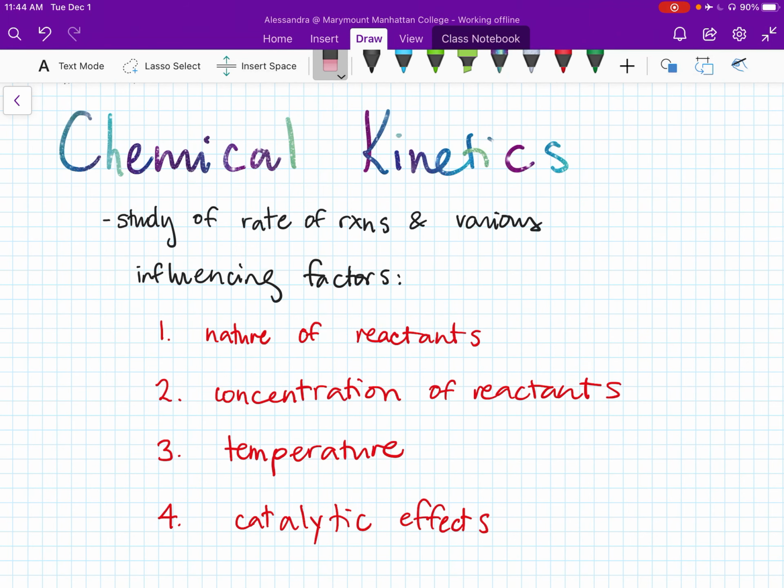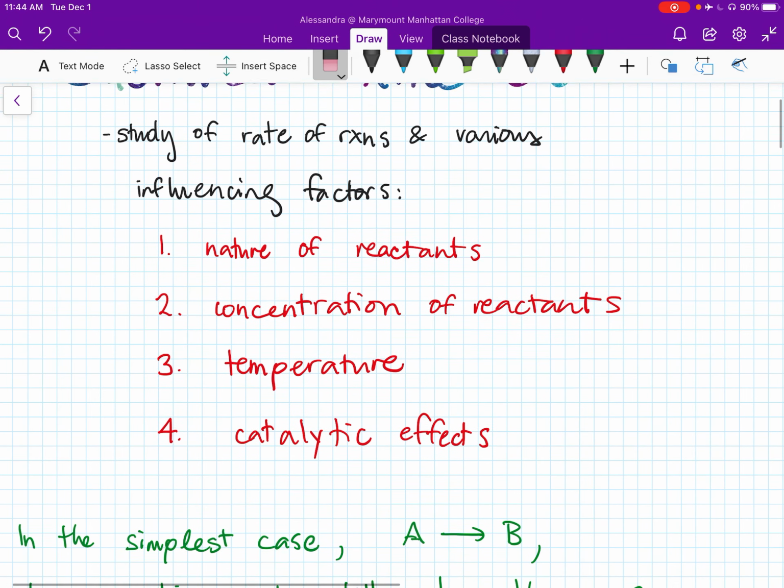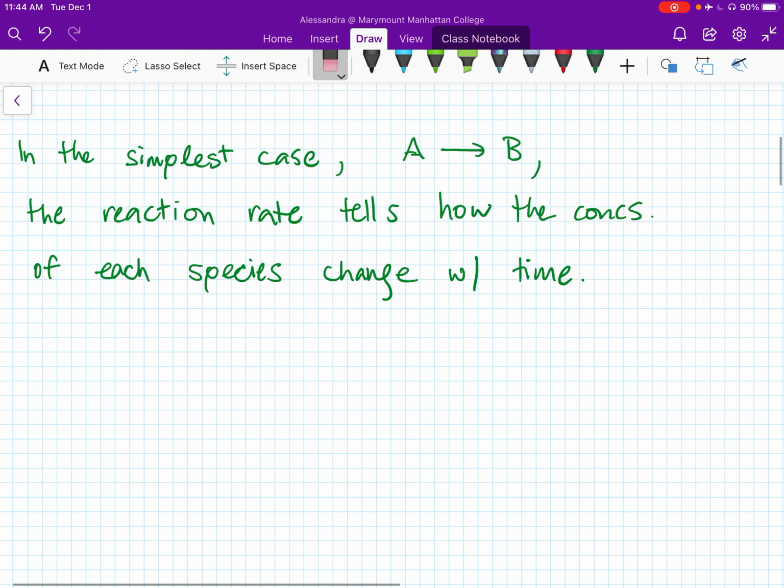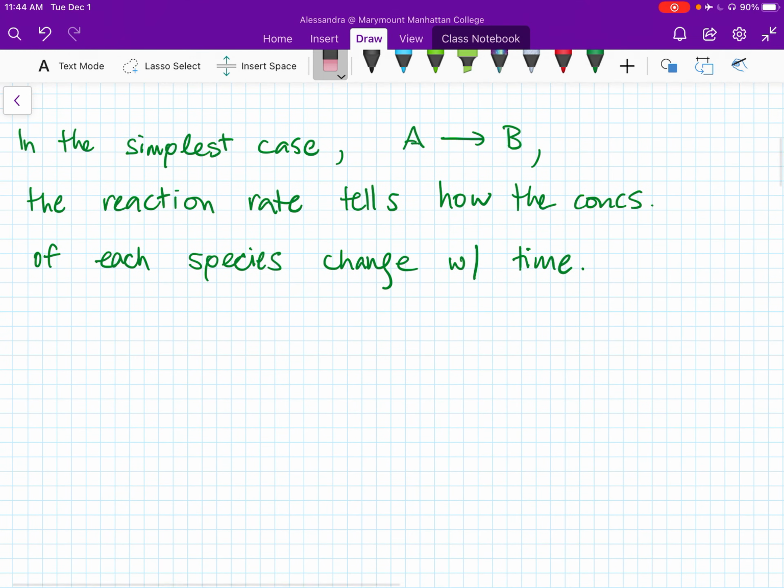So we're going to talk about all of these various influencing factors in our discussion of chemical kinetics. But before we do that, I'm going to give you an introduction to reaction rates and what that means. So let's consider a very simple case to start out with. In the simplest case where reactant A goes to product B, these are just fake reactants and products.